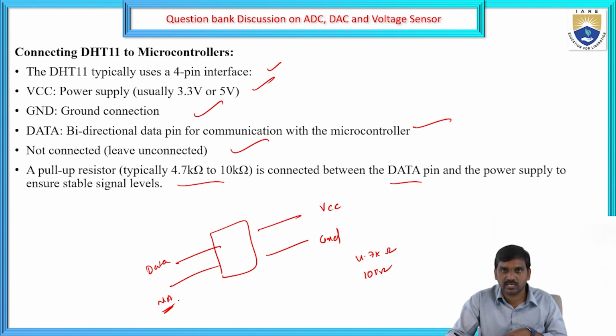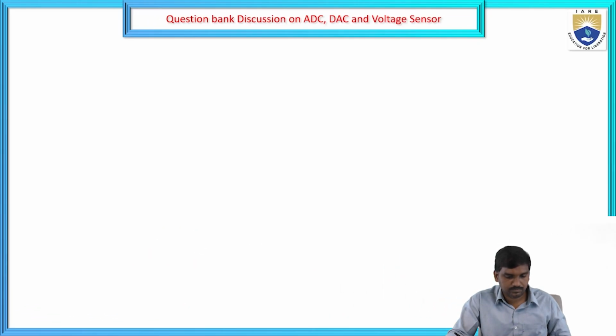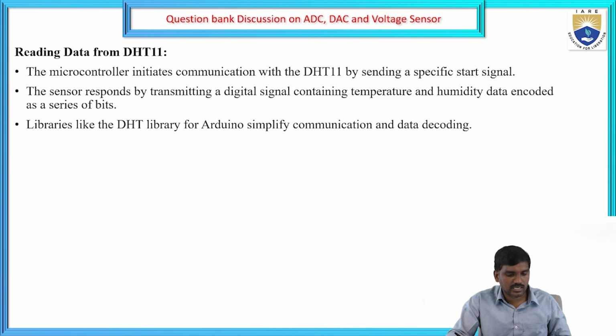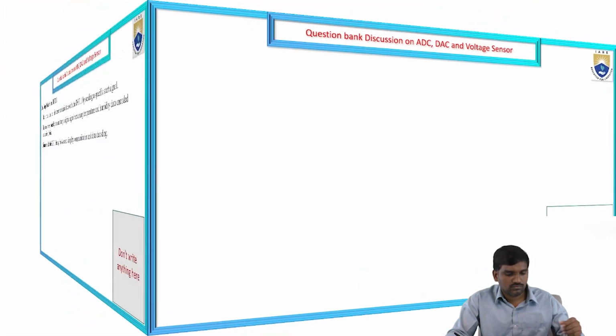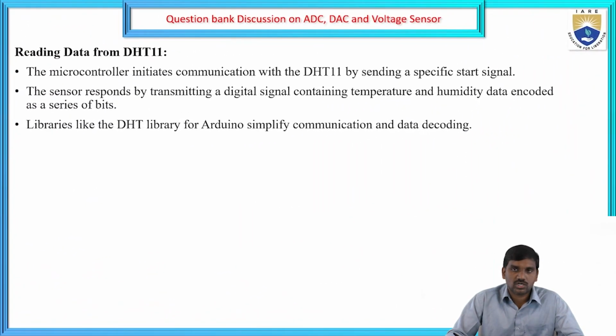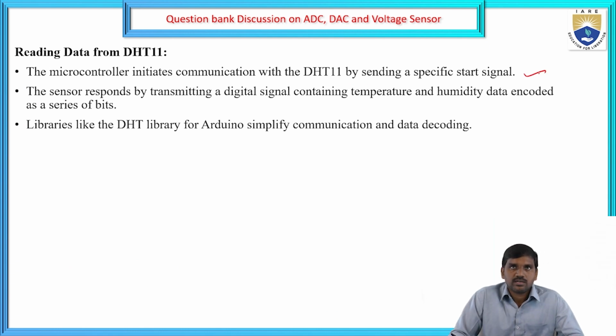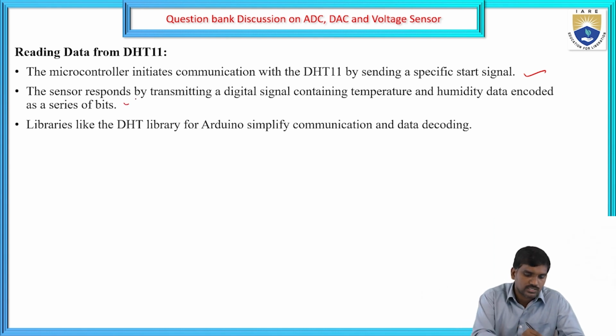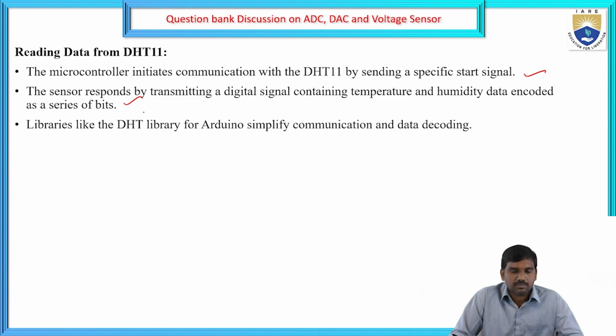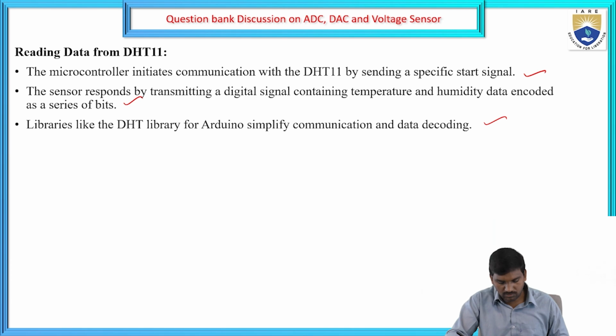DHT11 sensor connected to the microcontroller, and reading data from DHT11. The microcontroller initiates the communication with the DHT11 by sending a specific start signal, and the sensor responds by transmitting a digital signal containing temperature and humidity data encoded as a series of bits. And libraries like the DHT library for Arduino simplify communication and data decoding.